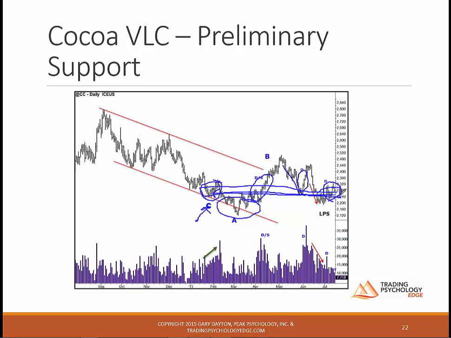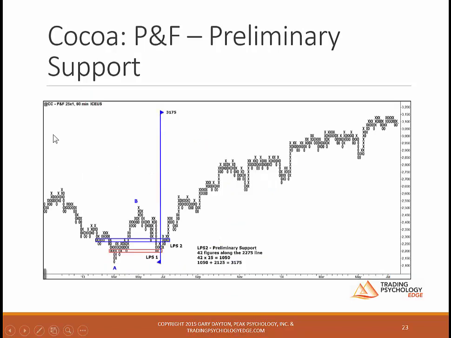When we can identify that on the chart, and when the chart is showing us that the count wants to continue to go higher, we can bring our count all the way back over to that level. Okay, that's C. This is C on the vertical line chart, and then we get 42 figures along the 2275 line. That's 1,050.